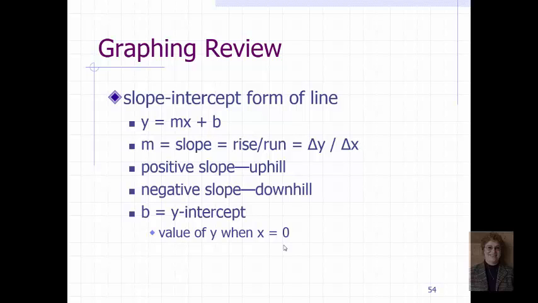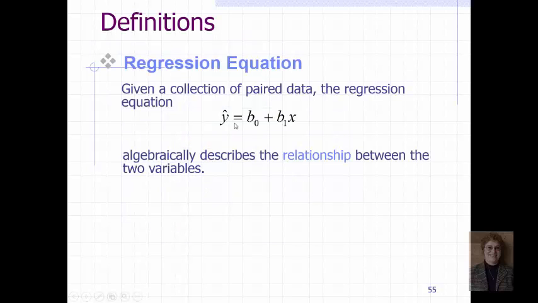Now in statistics we use the same idea, but our notation is a little bit different. We have our y hat, which is our predicted y. Our b sub 0 is our y-intercept, so think of it as the value when x is 0. And then b sub 1 is our slope, and you can recognize that because that's always the coefficient of the term with the letter x in it. So this is an algebraic way to describe that linear relationship between two variables.